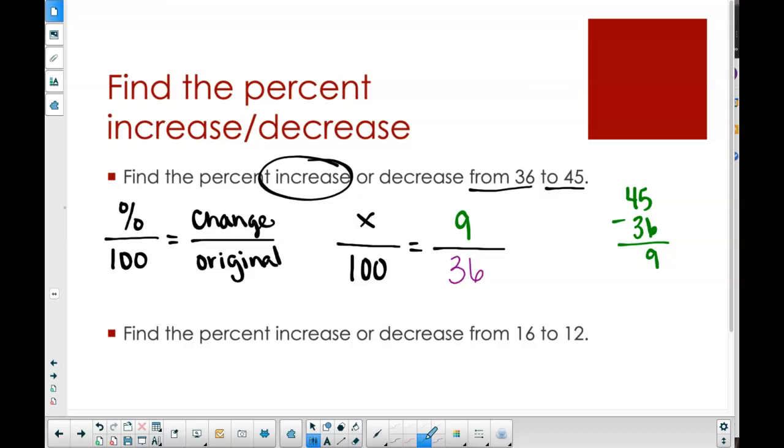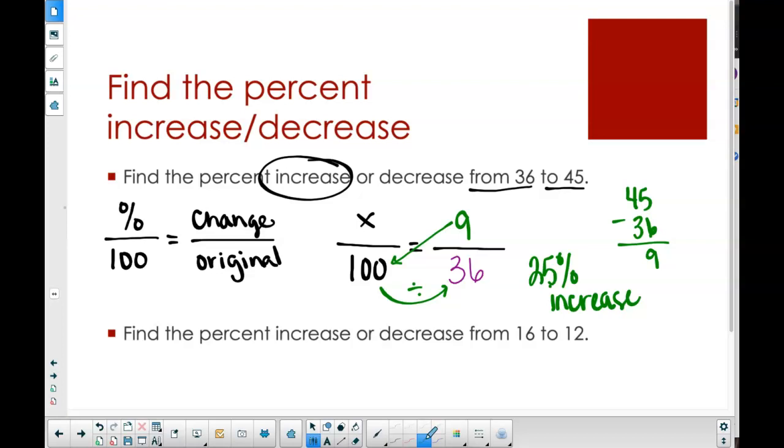Now we solve it. Okay, solve the proportion. 9 times 100 divided by 36. And you can type that all on your calculator at one time. That is a 25% increase. Okay, so if that was the price of a shirt, it went from $36 to $45. That means the store marked it up 25%. Do stores do that? Absolutely, that's how they make money.